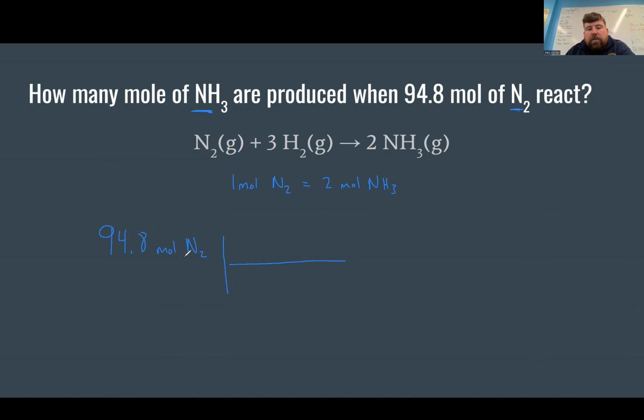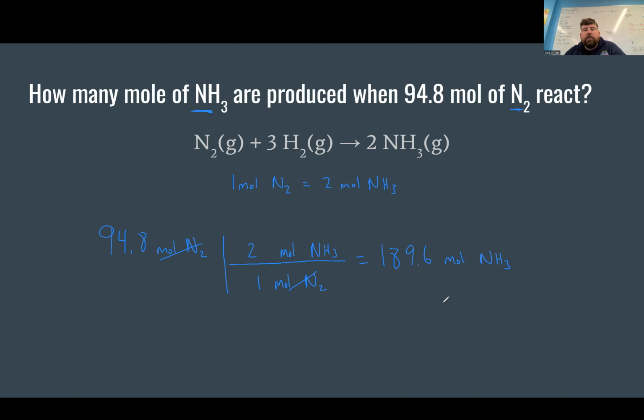I'm going to set up my dimensional analysis. I put the unit I want to go away down below, mole of N2, and I'm going towards mole of NH3 above. And I know for every 1 mole of N2, 2 mole of NH3 are produced. That means 94.8 times 2 gets me 189.6 mole of NH3 produced.